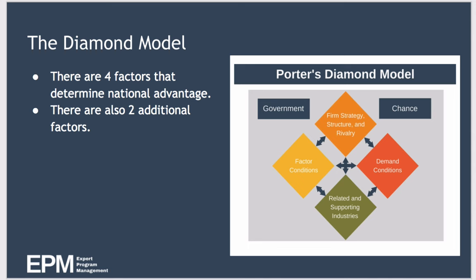Now, these are the major determinants in the model, but they're not the only ones. The model also shows that there are 2 extra determinants that can influence any or all of the 4 determinants, and these are government policy and chance conditions. So let's look at each of the 4 determinants in turn.